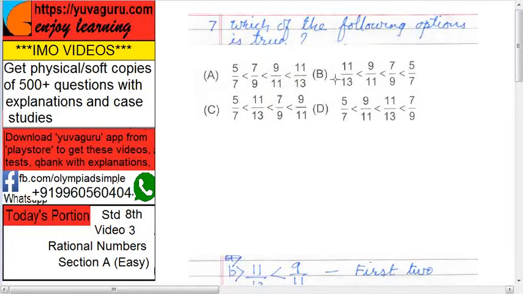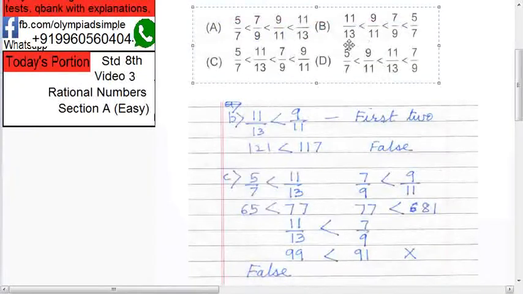So let's start with B first. Instead of getting the LCM of all these 4 as given in the books, the best way is to compare the first two, means 11 by 13 and 9 by 11. Just check this. How to compare two fractions? Cross multiply them. 11 times 11 is 121 and 13 times 9 is 117. So the answer comes over here: 121 is less than, this sign remains the same, is less than 117. So is this true? False. So once this is false, the whole statement becomes false. So don't solve anything else. B is false.